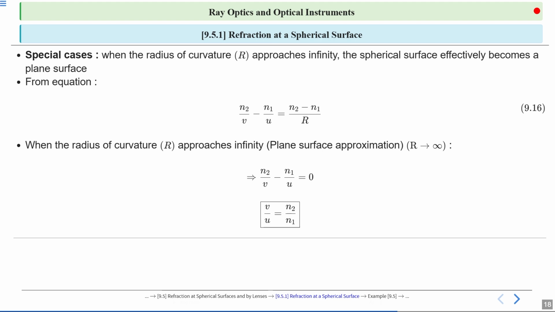If there is a plane refracting surface, then the ratio of image distance to object distance will be the ratio of the absolute refractive index of the second medium with respect to the first medium.